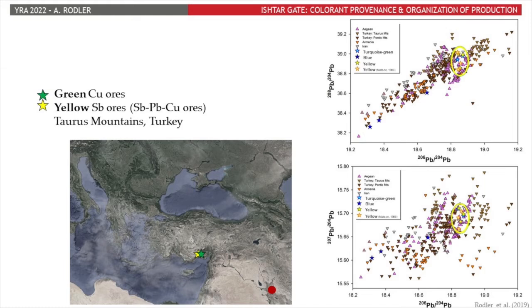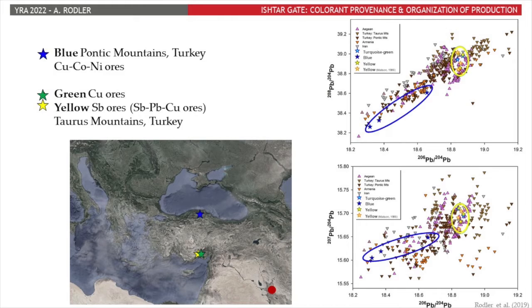In the lead isotope biplots, you can also see these yellow and greenish ellipses, to make it a little easier to see. The green and the yellow plot quite closely together, so they might have come from similar source areas, which we propose to be the Taurus Mountains, Turkey. And here, in red, this red point on the map is Babylon. This also visualizes the distance that had to be overcome to transport the raw materials to the place where they were used for the glazes.